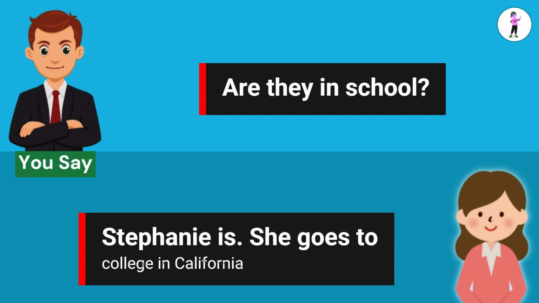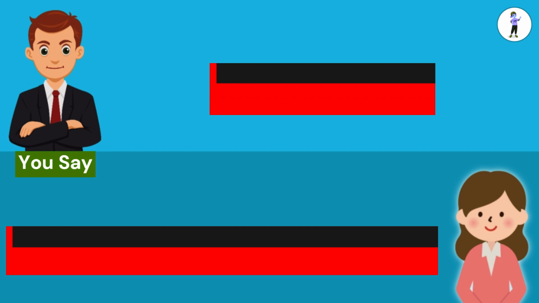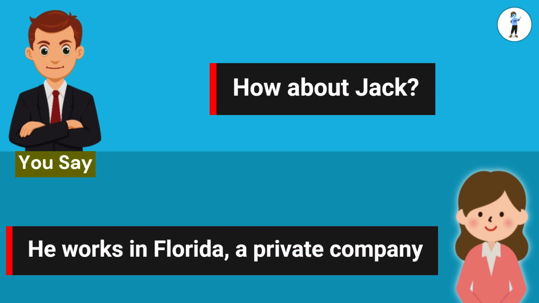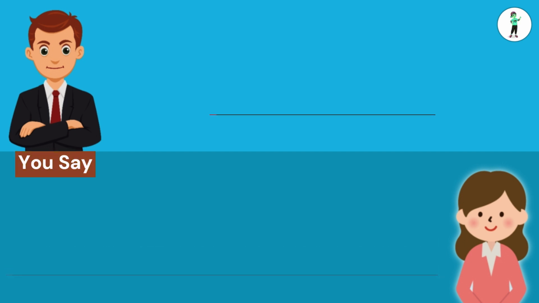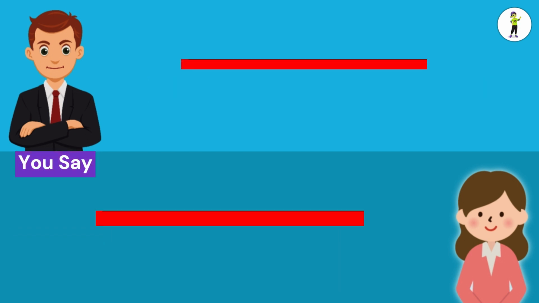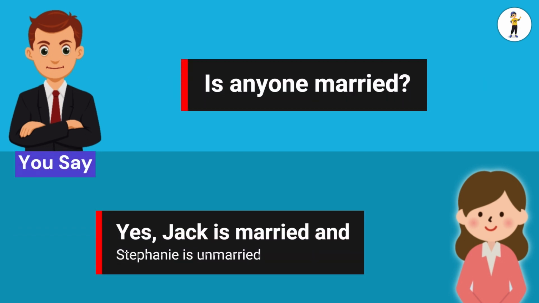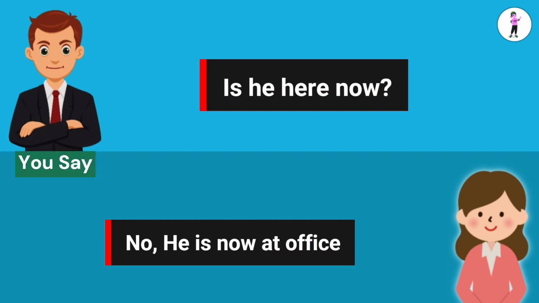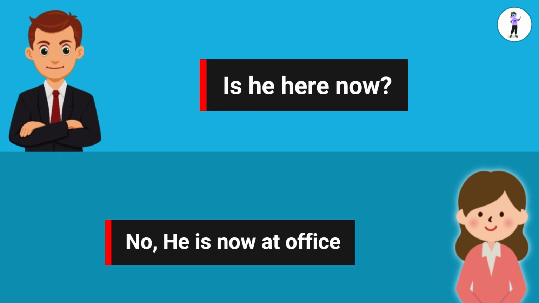Stephanie is. She goes to college in California. He works in Florida, a private company. She studies English. Yes, Jack is married and Stephanie is unmarried. No, he is now at office.